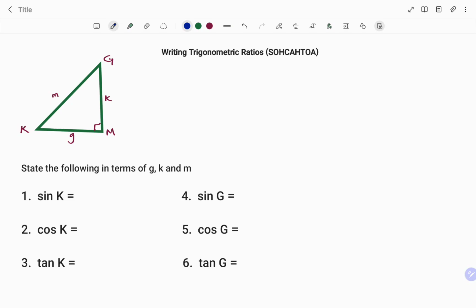In this video, I'm going to show you how to write trigonometric ratios. Writing trig ratios is always dependent on the reference angle, and looking at the example given, we have to state the following in terms of G, K, and M. The first example, we have sine K. What that means is the reference angle is the angle at K.